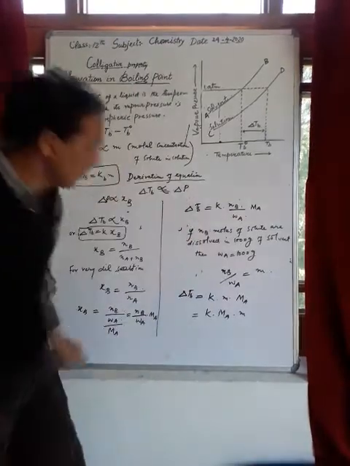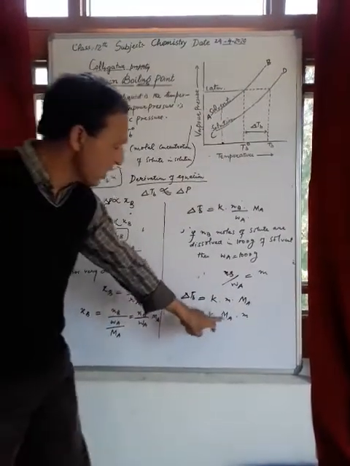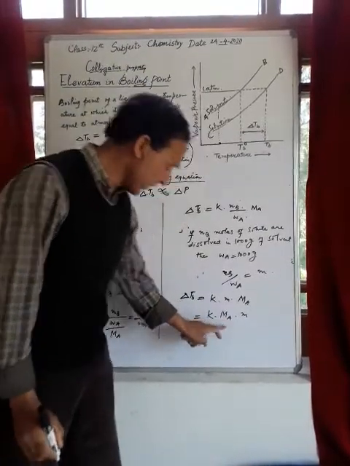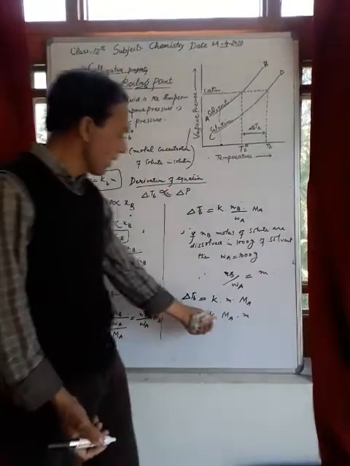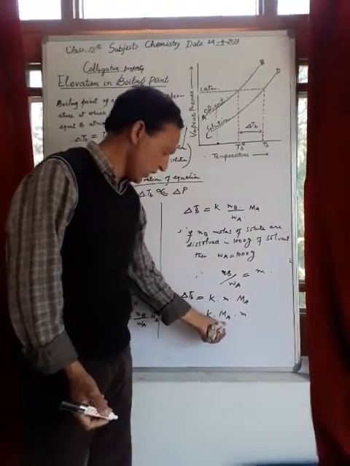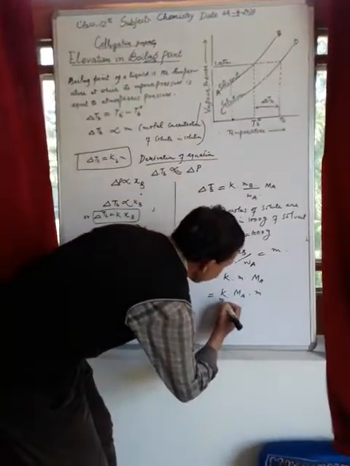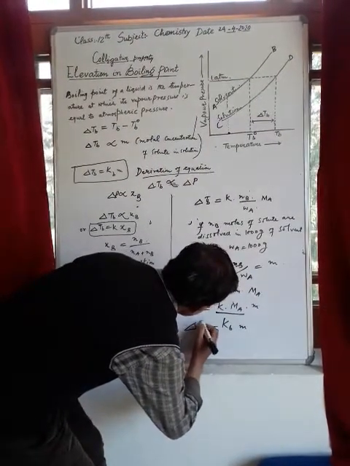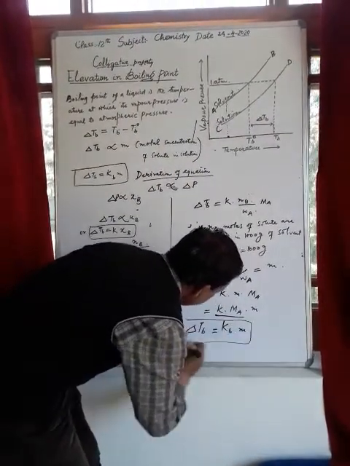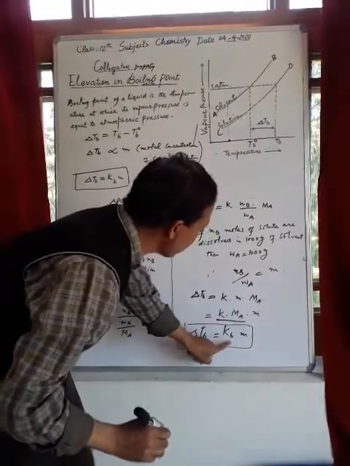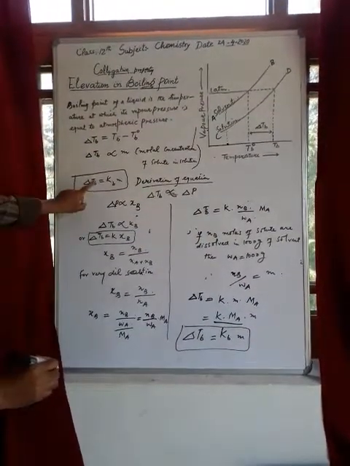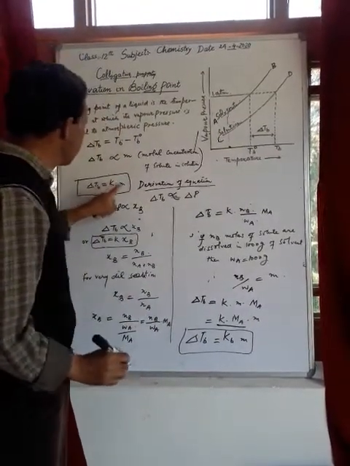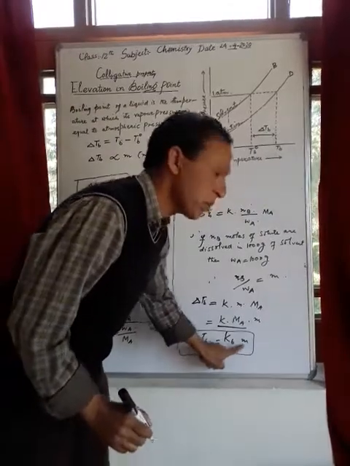K is a constant, Ma is a constant. What is Ma? It is the molar mass of the solvent. For every solvent, molar mass is a fixed quantity, a constant quantity. So for this, we will write Kb into M. What is Kb? Kb is the molal elevation constant. So we have derived this equation: del Tb is equal to Kb into M.